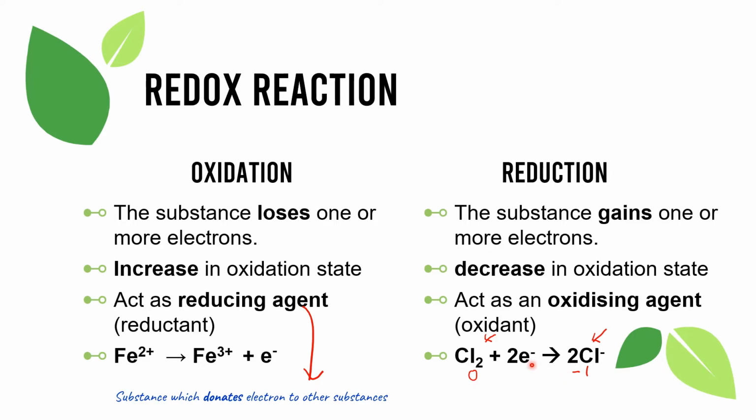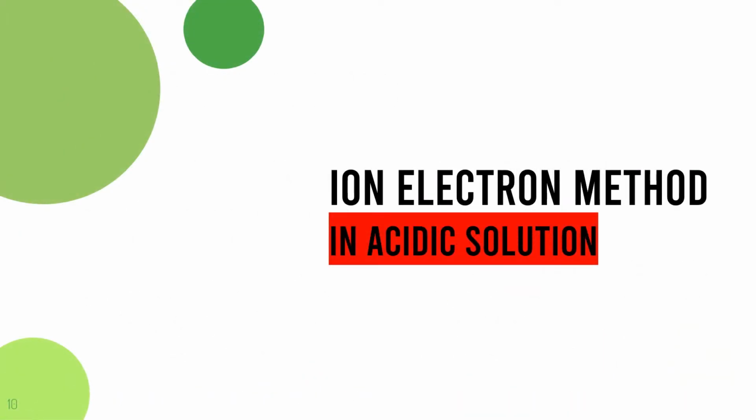And in reduction, the substance will act as an oxidizing agent. So what is an oxidizing agent? An oxidizing agent is a substance which accepts electrons from other substances. In this example, chlorine accepts electrons from other substances, maybe from this reaction or some other reactions, to form its anion. So these are the differences between oxidation and reduction reactions.